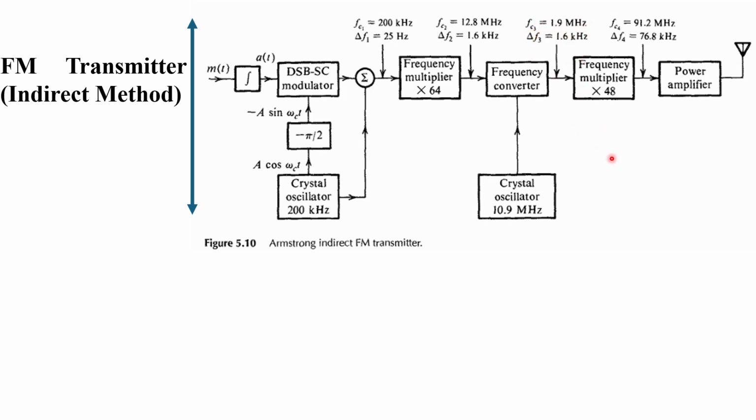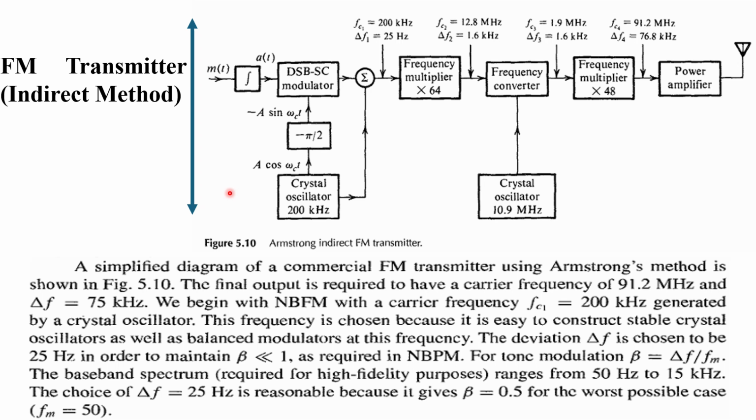Finally we'll use this frequency multiplier by 48, and then delta f4 will be 76.8 kilohertz, and finally we'll get the final carrier signal of your modulated signal, which we are going to amplify and then send, right? So this is the transmitter for your FM type of the amplifier.